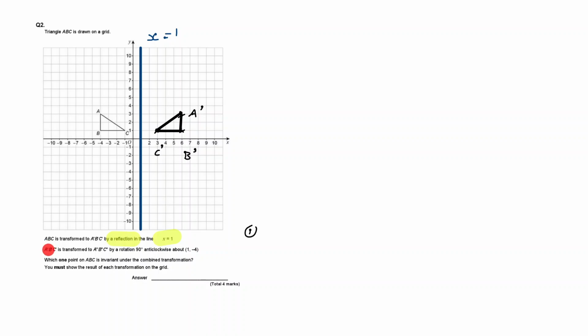Line 2 then says A', B', C', which is this shape here, is transformed to a new shape by a rotation, so spinning around 90 degrees anti-clockwise. So you're going this way. 90 degrees is a quarter turn, about the point 1 minus 4. So identify the point of rotation, 1 minus 4, which is going to be going 1 minus 4 over here.